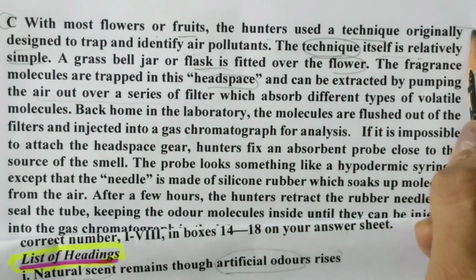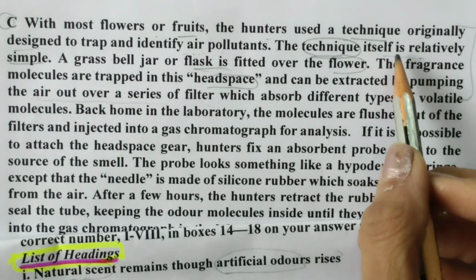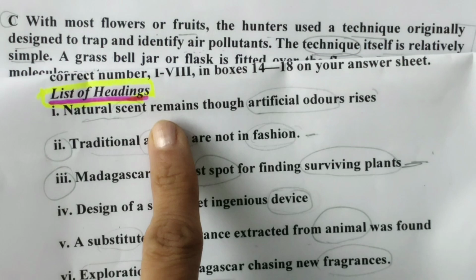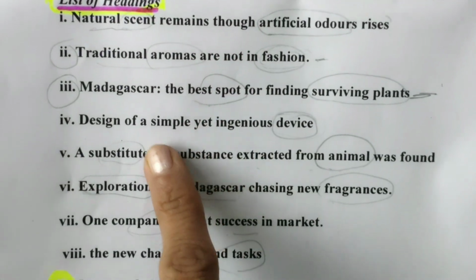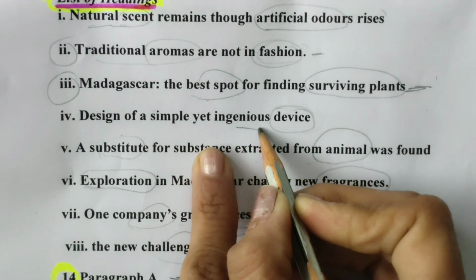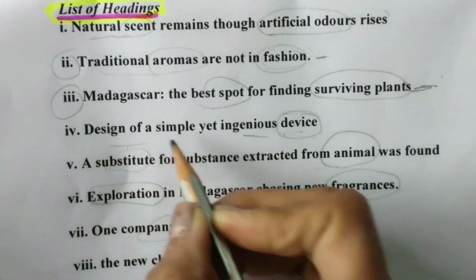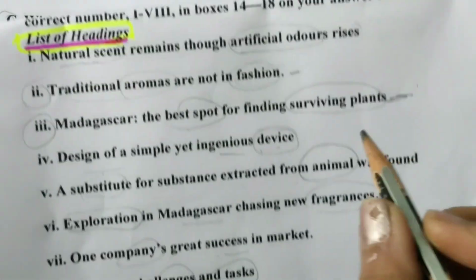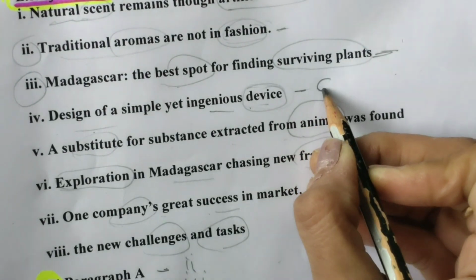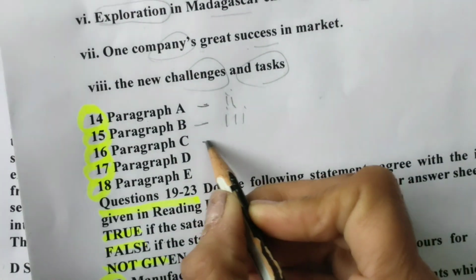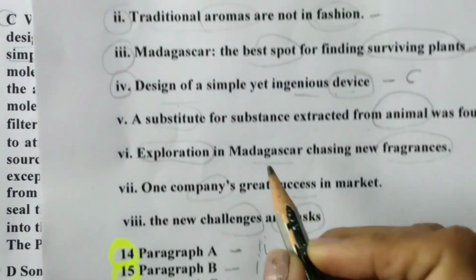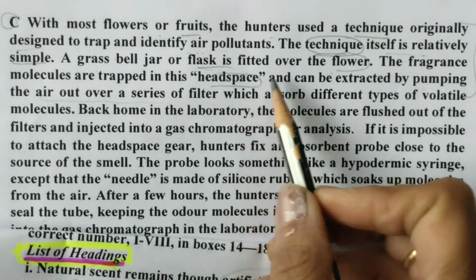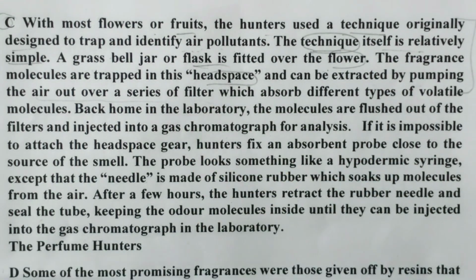So it is clear they are talking about any equipment, anything like so here natural scent remain, no, so design of a simple yet ingenious device they are talking. Okay, so they are talking about design or equipment. So we can select this C number paragraph. So here it is number 4, because how the perfume is taken out from the flower and all, they are just talking about this thing.